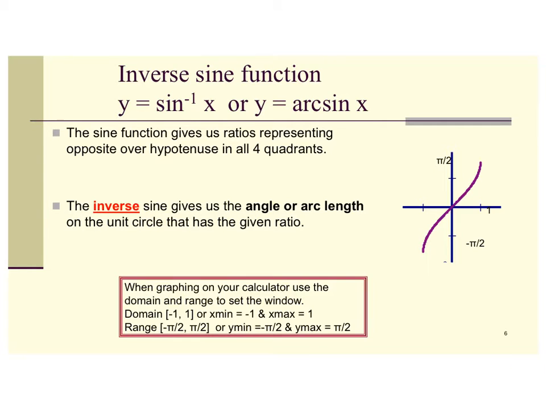Remember, for a sine function, you put in an angle and you get out a ratio. The sine of 30 is opposite over hypotenuse. Whereas we do the inverse sine and we put the ratio in. So we say the inverse sine of opposite over hypotenuse is a degree value of an angle.